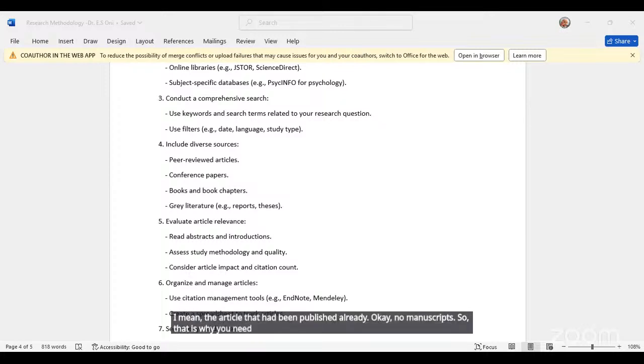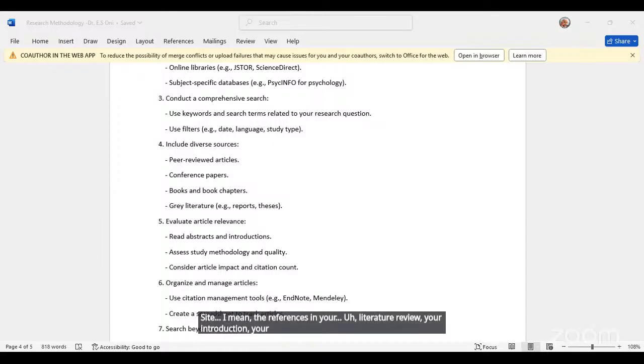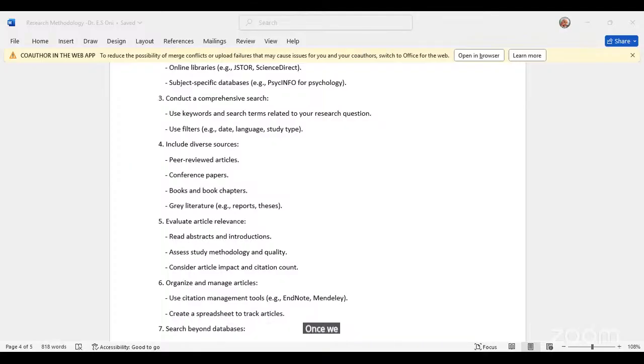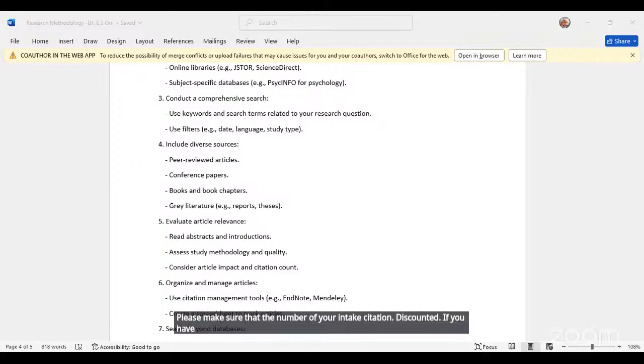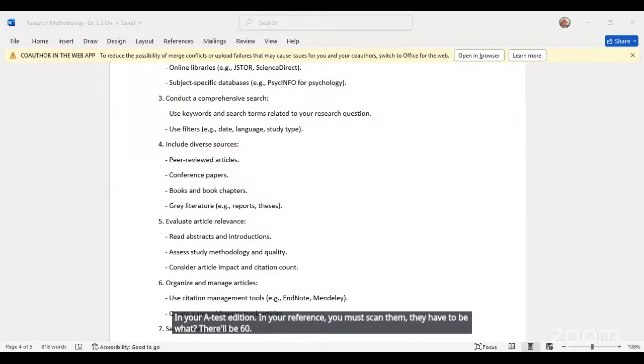So you must give full details of those citations in the full references, for your literature review, your introduction, your chapter 2, chapter 3, and what have you. And let me remind you again: once an external assessor is coming to look at your work, please make sure that the number of your in-text citations is counted. If you have 60 references in your in-text citations, in your reference list you must count them. They have to be 60. Am I communicating?